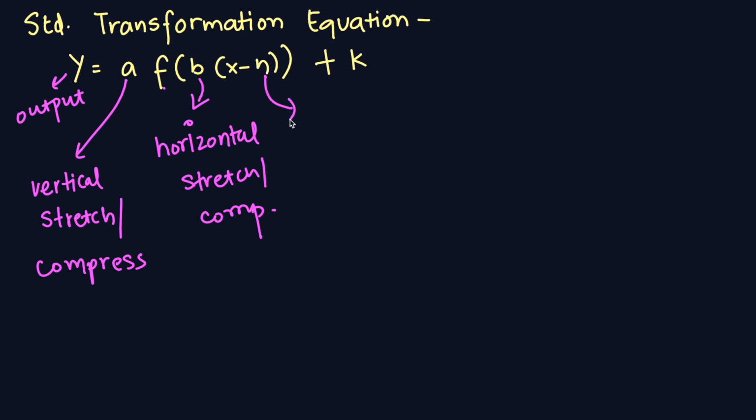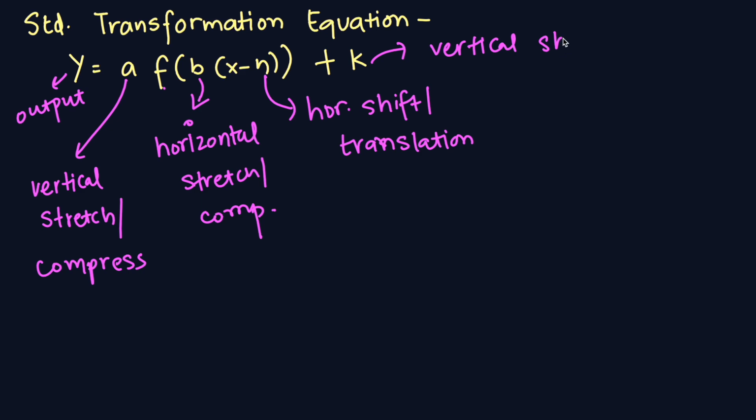H is going to tell you about the horizontal shift. Horizontal shift is also called the horizontal translation. That means how much your graph has moved on the x-axis. Then K is going to tell you about the vertical shift or the vertical translation. Translation means movement. So how much your graph has moved on the y-axis. This is all that it is going to tell.